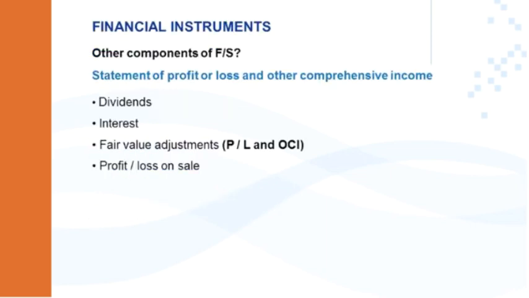Which other components of the financial statements will be affected? In your statement of profit or loss and other comprehensive income, you'll come across items such as dividends, interest, fair value adjustments, both through profit or loss and OCI, as well as profit or loss on sale transactions.